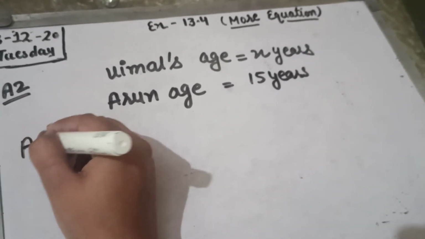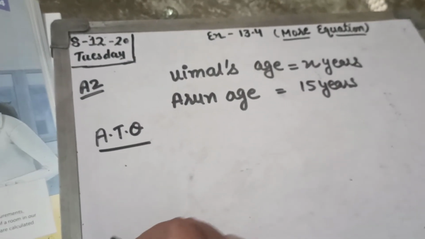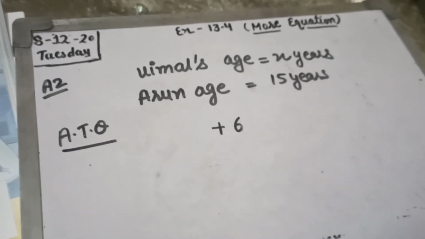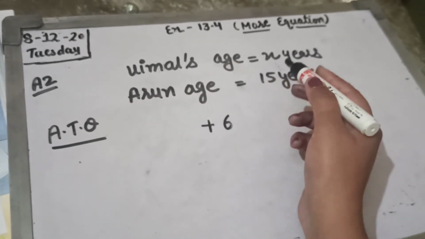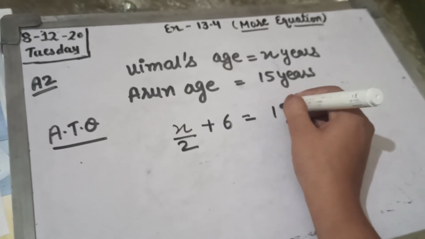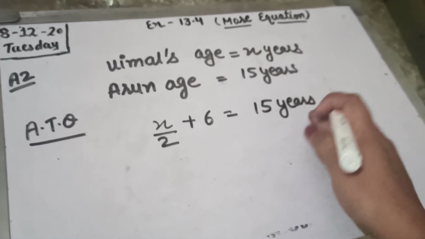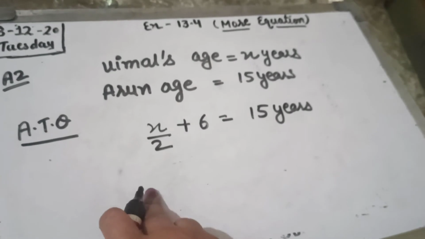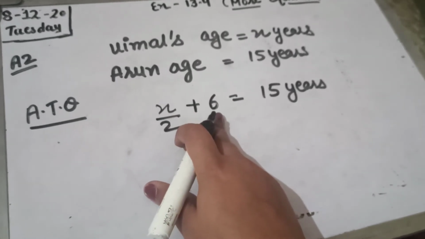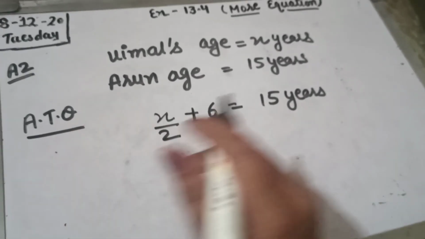After that, according to the question, it is mentioned that Arun is 6 years older, means 6 साल उससे बड़ा है, so plus 6. Half of Vimal's age, half means x by 2, equals to 15 years, because it is given कि अरुण की जो एज है वो 15 ईयर है. उससे पहले एक रिलेशन और दिया है बच्चे, क्या है कि जो अरुण है वो 6 ईयर्स बिग है विमल की एज के हाफ से. अब हमें क्या करना है, we have to find the age of Vimal.